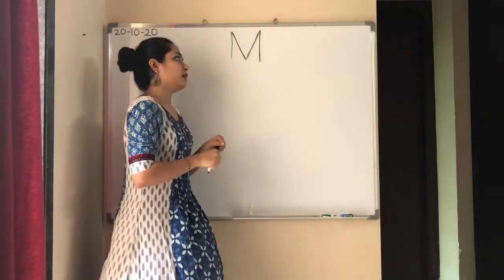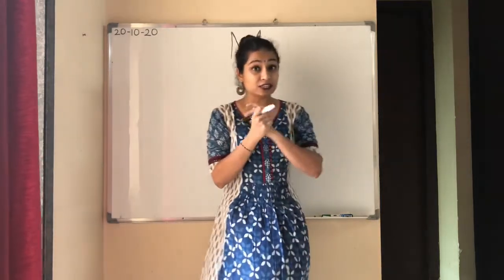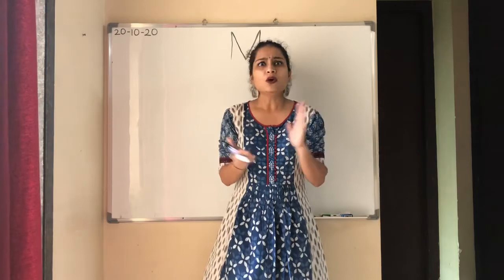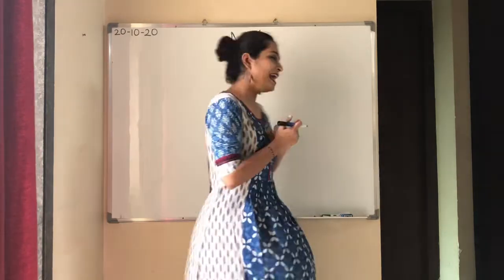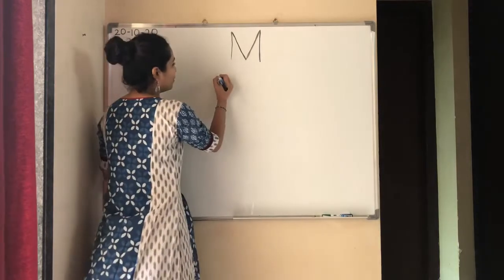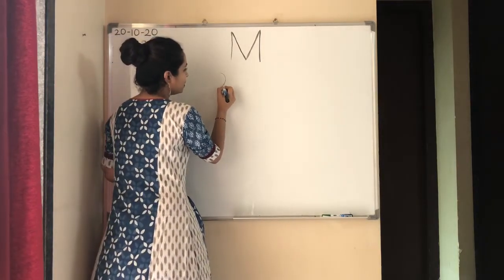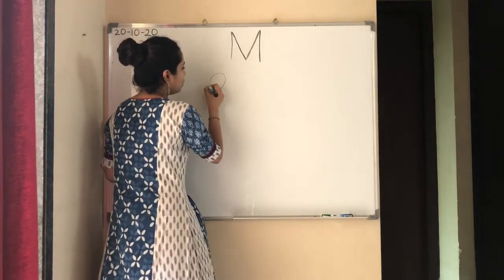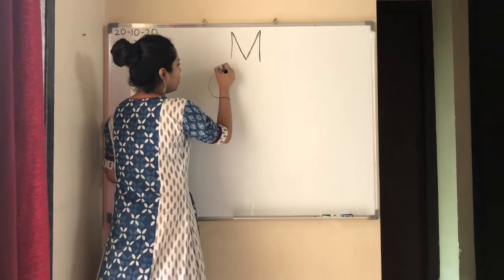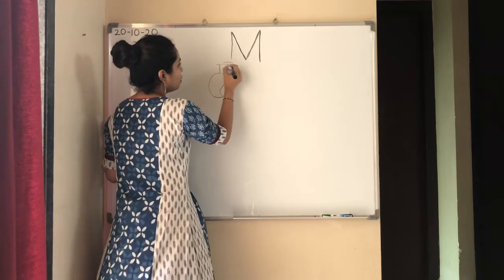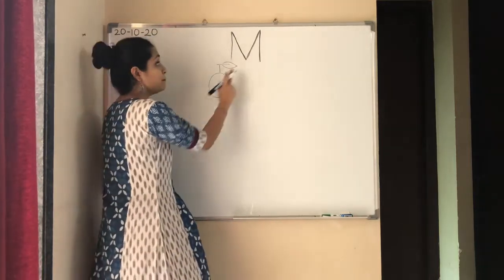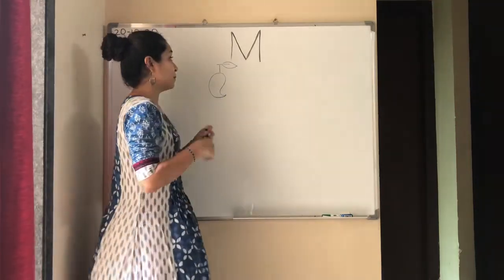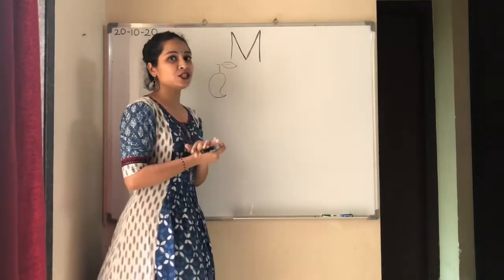This is letter M. Which letter? M. Okay. You all must have eaten this fruit in the summer season. Which is that fruit? It is yellow in color. Yes, it's a mango. M for mango. Say M for mango.